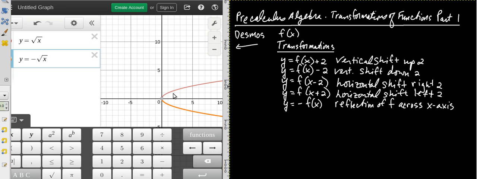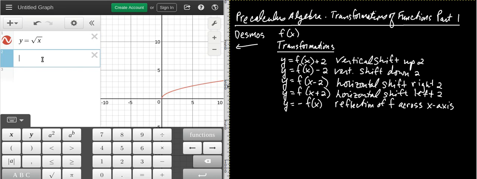Is there also a reflection across the y-axis? And the answer is yeah. And what would that look like? Well, all you do is you replace x with -x. So if we look at the graph of y equals the square root of -x, what did I do? I just replaced x with -x, and we see the effect. The new graph is a reflection of the original across the y-axis.